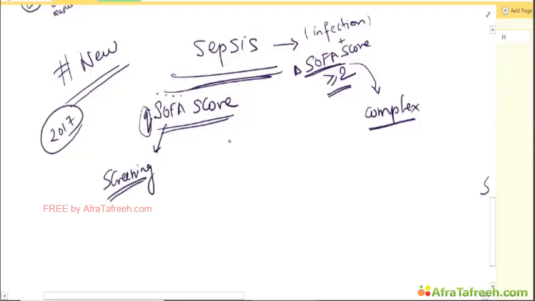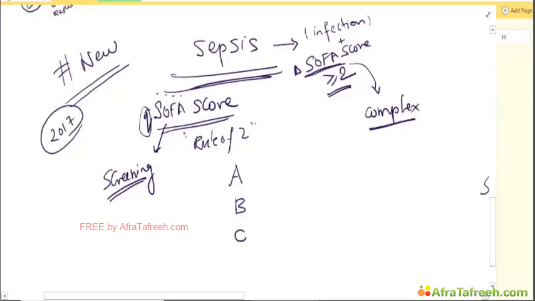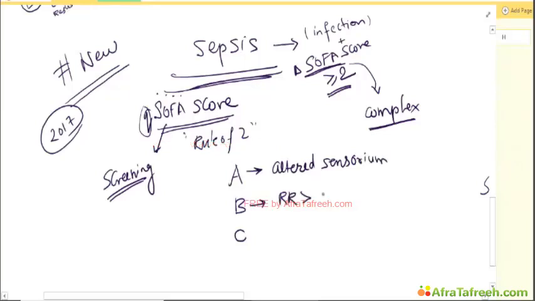It's a very easy score to remember by the rule of 2. And ABCs again, always ABCs. Emergency medicine is all about the basics of ABCs. But here the ABCs stand differently. A is not for airway here. A is for altered sensorium, which actually is D classically. But to remember this score: altered sensorium, respiratory rate of more than 22, and blood pressure systolic less than 100.